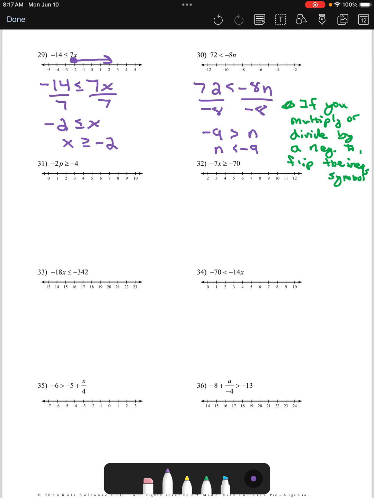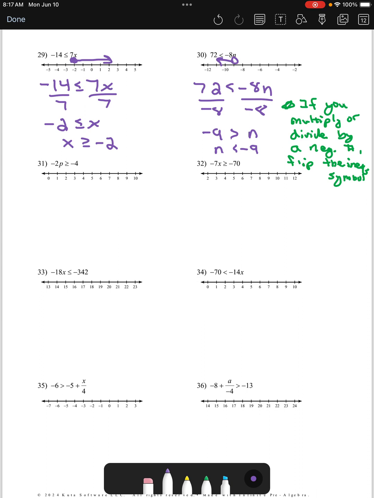Now when I graph this, I'm going to flip the entire last statement. So I'm not undoing what I just did. I'm just rewriting it so that I can see, okay, n is less than -9, circle at -9, arrow to the left. We already know this is true because we checked -10 and -10 worked.